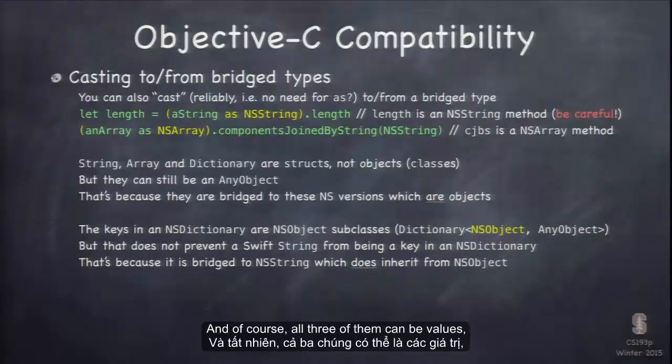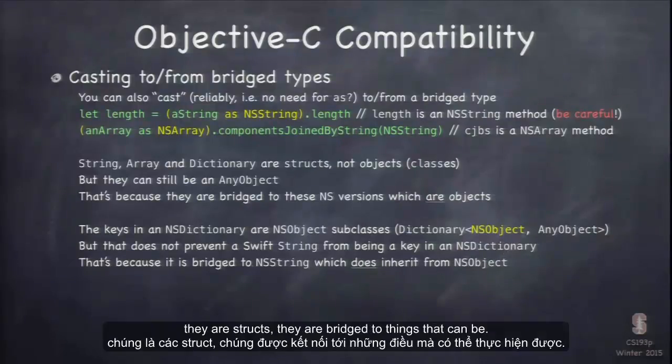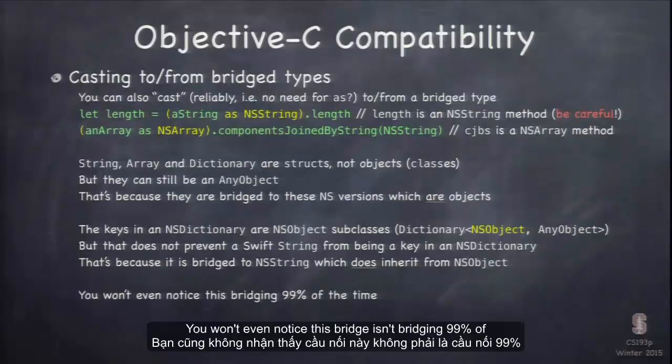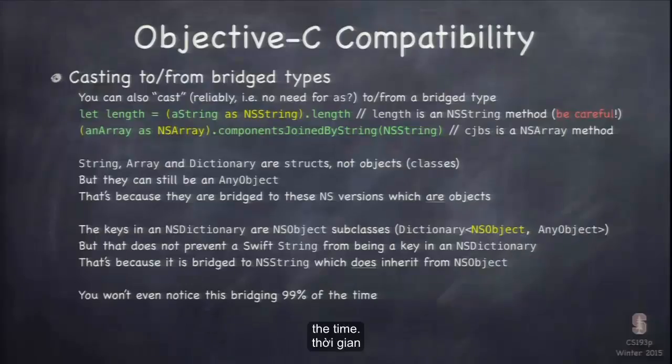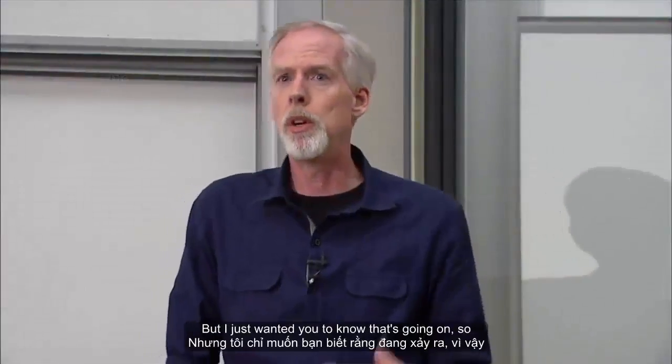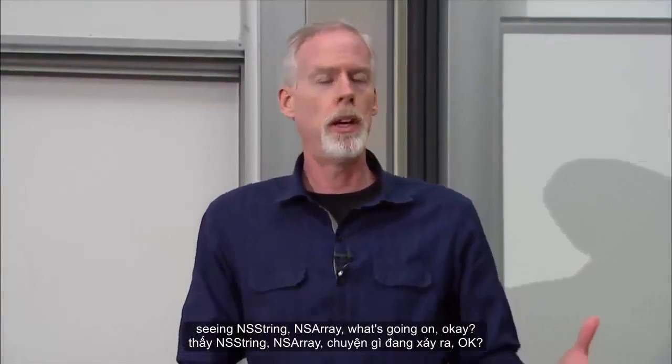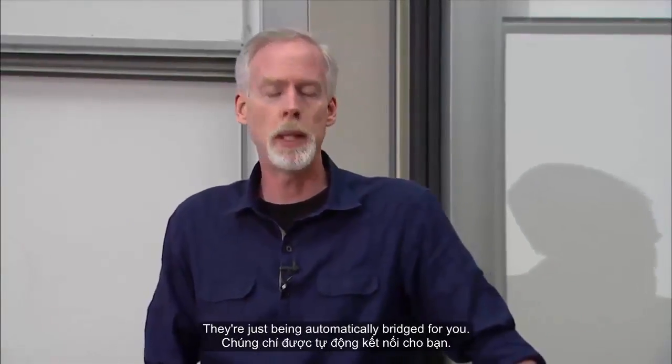And of course, all three of them can be the values, because even though they're not really objects, they are structs, they are bridged to things that can be, okay? So it is okay to pass a String or an Array to AnyObject. You won't even notice this bridging 99% of the time. It just happens automatically, but I just wanted you to know that that's going on, so you don't get confused when you start seeing NSString, NSArray, and wonder what's going on. They're just being automatically bridged for you.